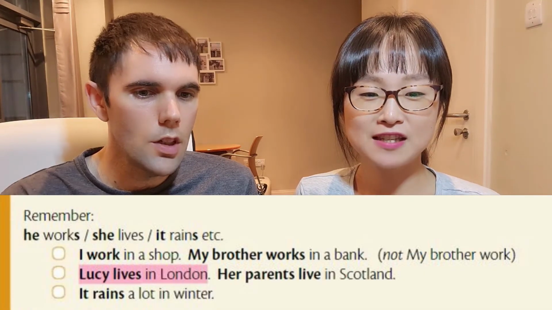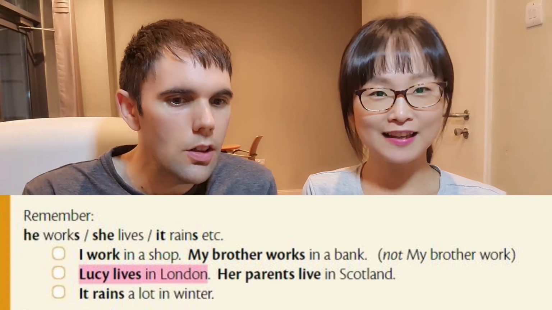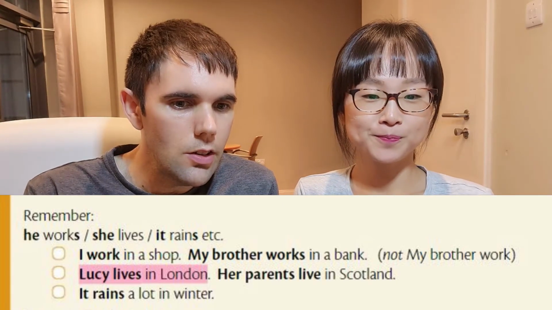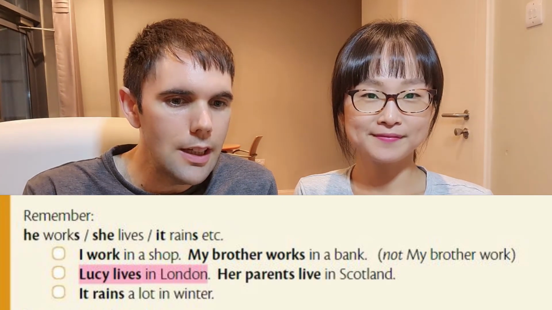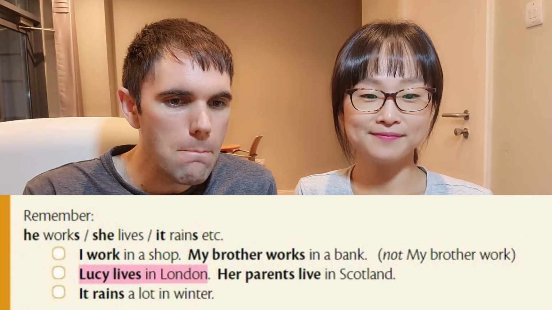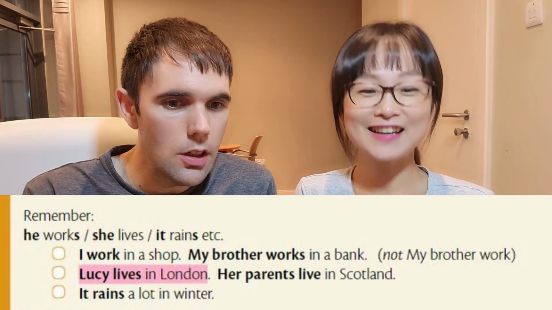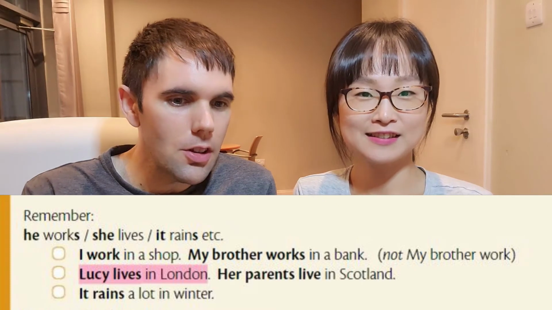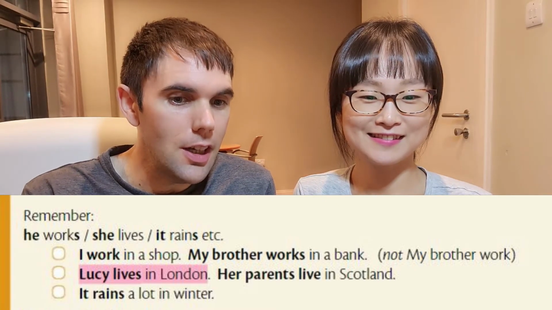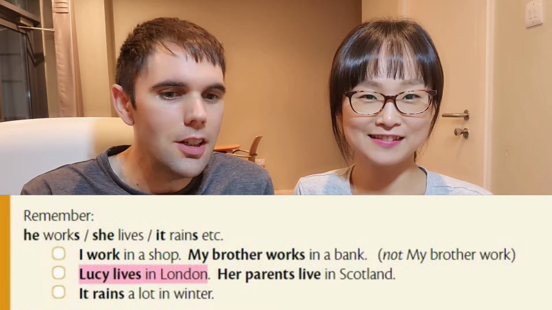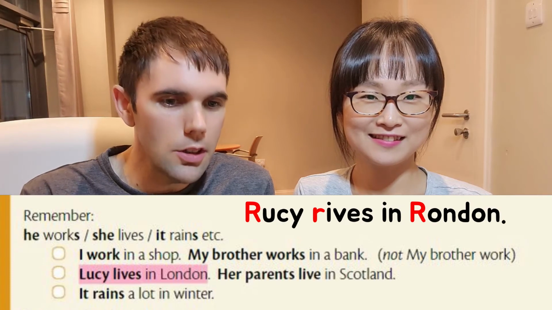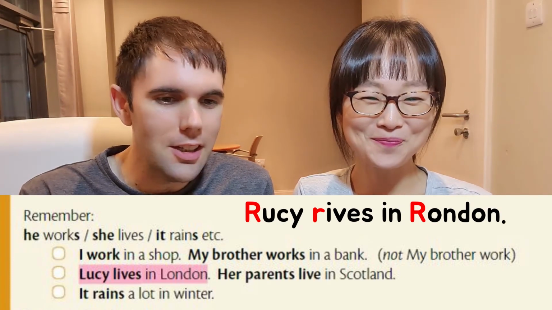There is one with three L's in Unit 5. Could you read this sentence? I'm going to read that sentence. So that sentence is, Lucy lives in London. If you were to confuse all three of the L's, you could easily say "Rucy rives in Rondon", which doesn't make any sense whatsoever.